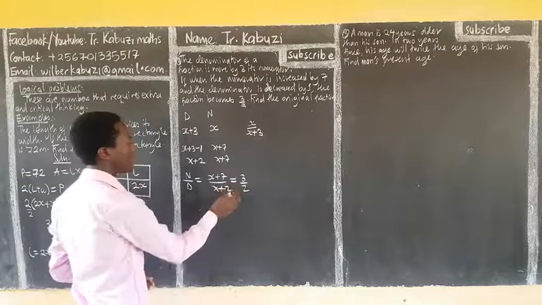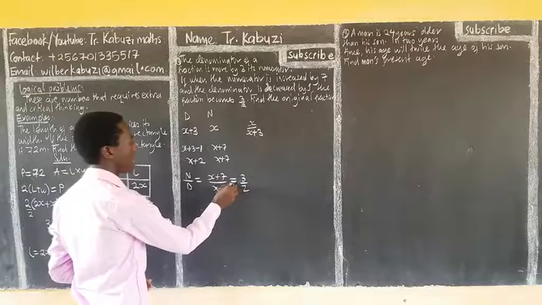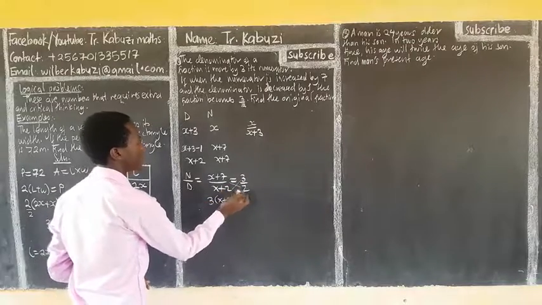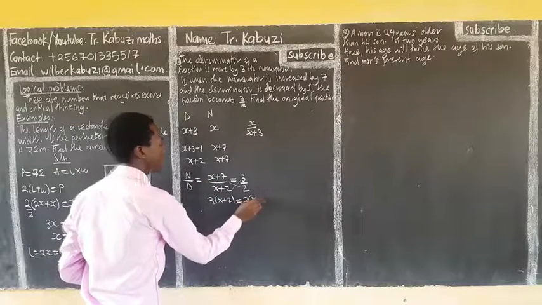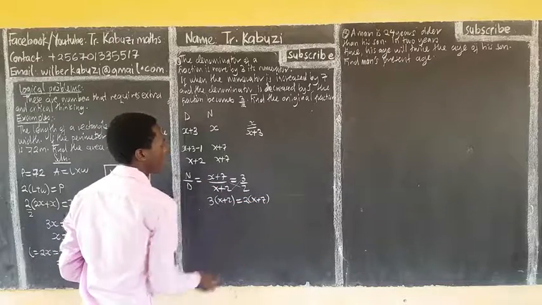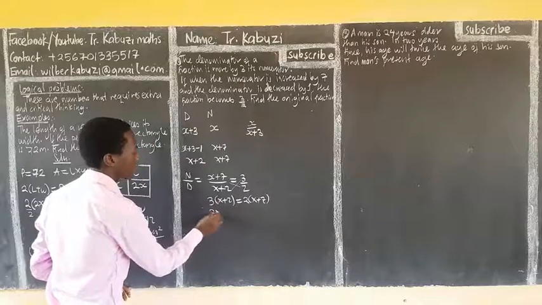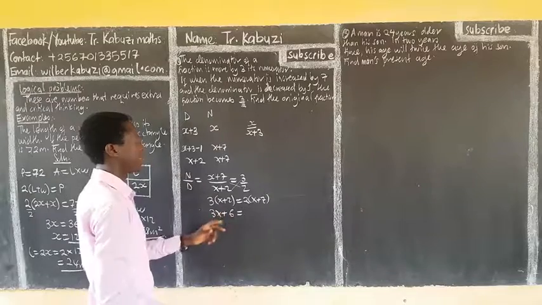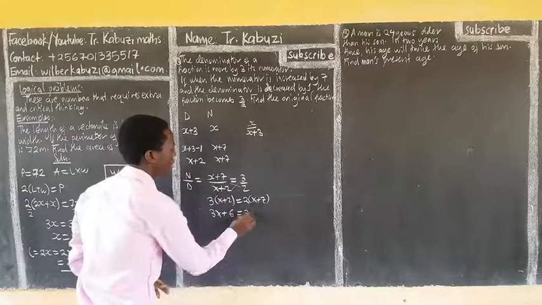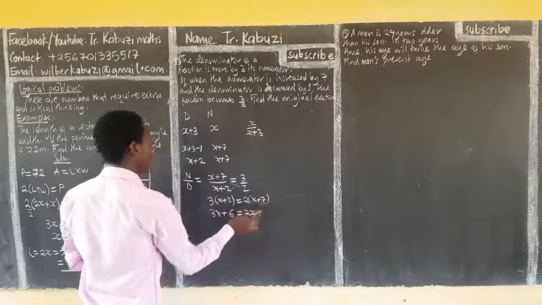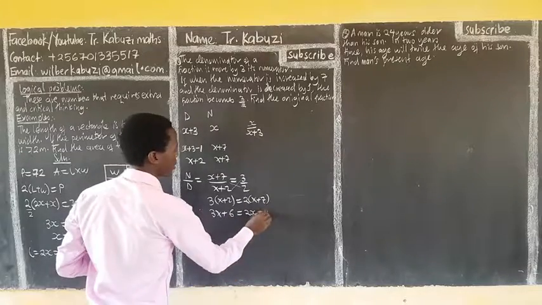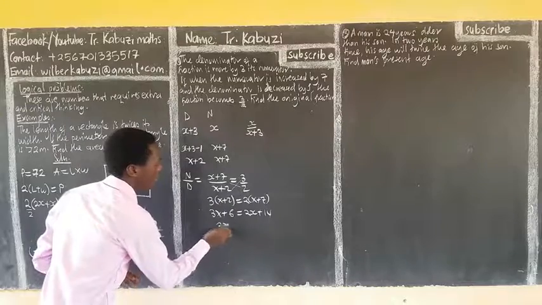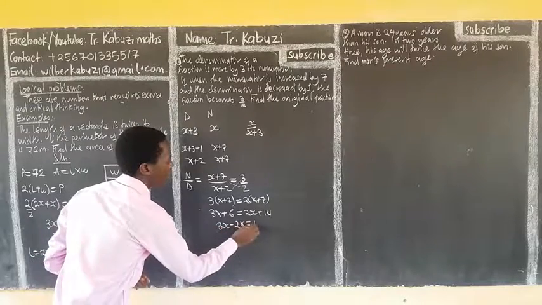So we cross multiply: 3 times this, and we cross multiply like this. So you have 3 times x plus 2 equaling 2 times x plus 7. Can you open the brackets? 3 times x gets 3x, and 3 times 2 is 6. 2 times x you get 2x, plus 2 times 7, you get 14. Collect like terms, and this will be 3x minus 2x equaling 14.